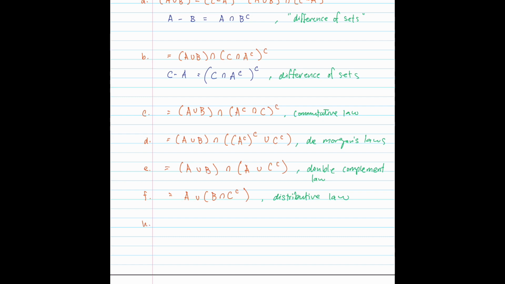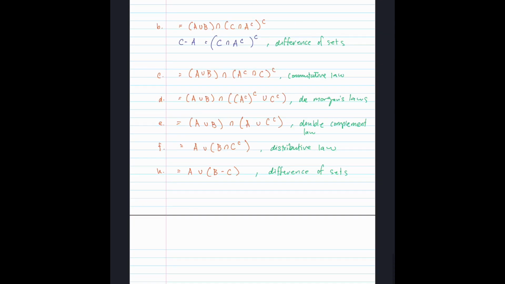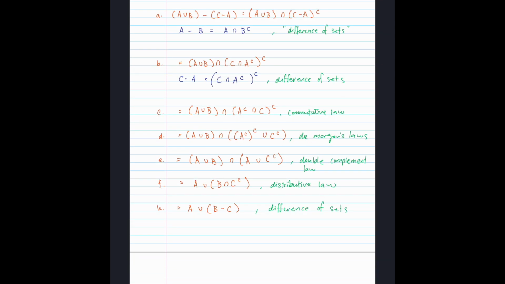And then lastly they say the right hand side is A union B minus C. And then they basically did the difference of sets backwards. Originally you would have B minus C and then say B intersection C complement, but they just went backwards this time. So that's the answer for this question. Pretty sure that's all. So that's all for this recitation.